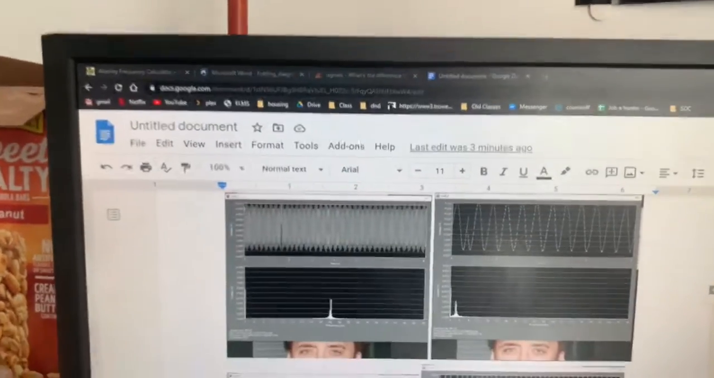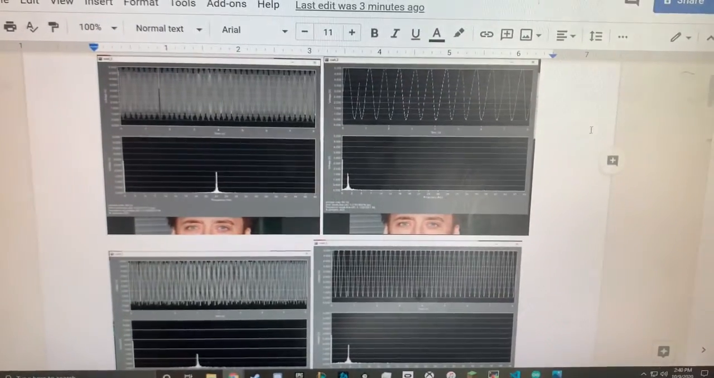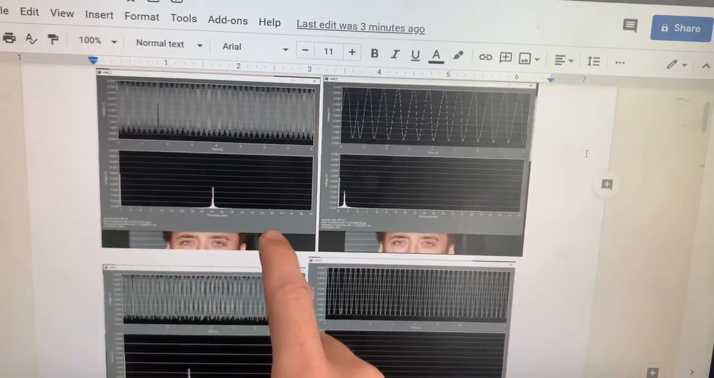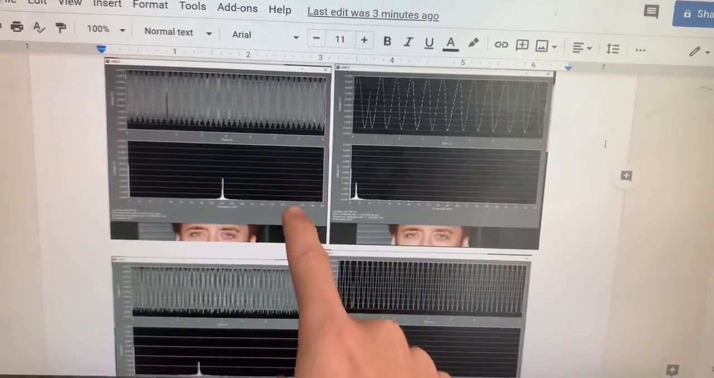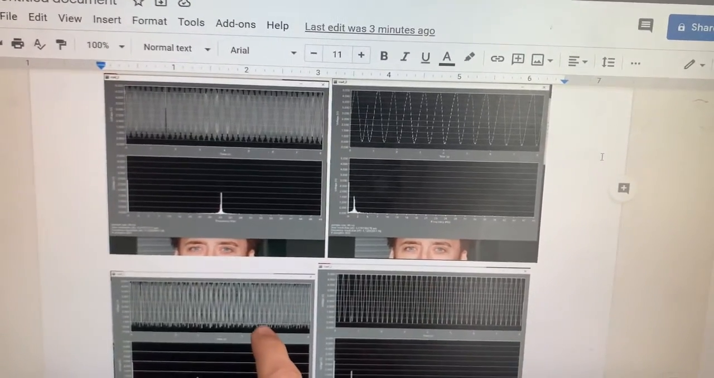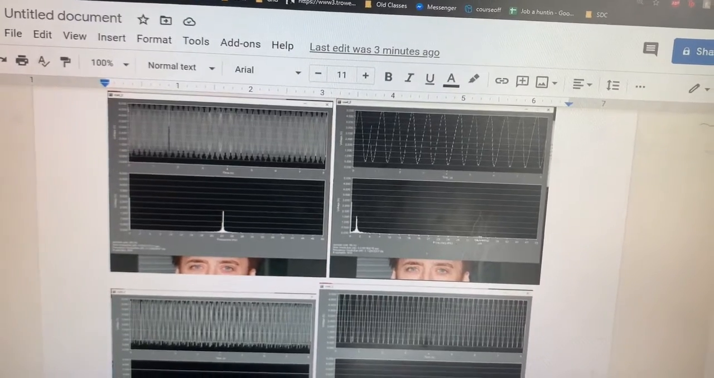I have my screenshots. This is for my signal frequency of 100. And as you can see, I have a sampling frequency of 100. You can see I have the signal frequencies of 75, 100, 215, and 300.